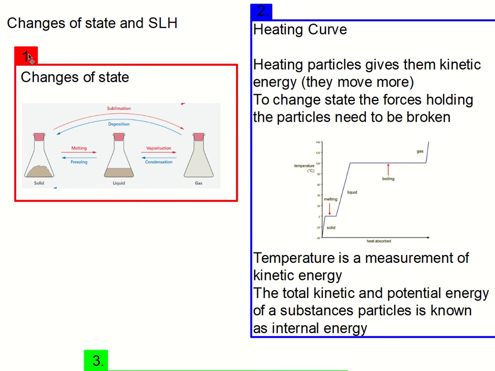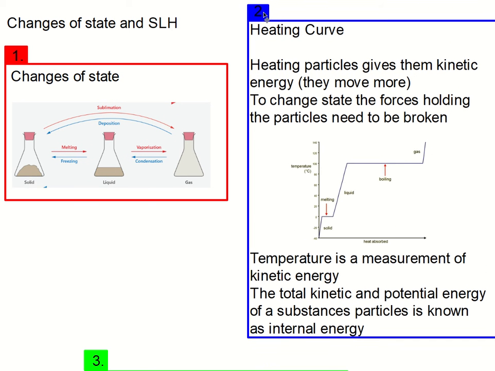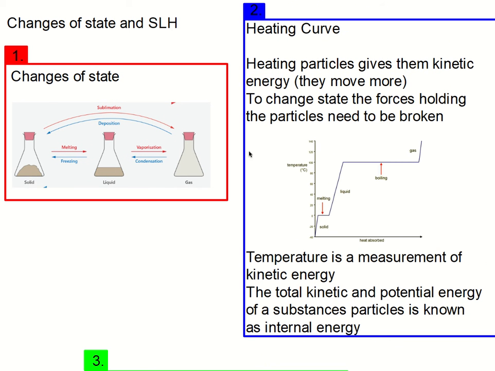Okay, bit more complicated this, the heating curve. So all this graph is there to show is what would happen if you started off with a solid. In this case it looks like it's water. If you started off with ice at minus 40 degrees and you heated it up and plotted the temperature on a graph, this is what you would get.